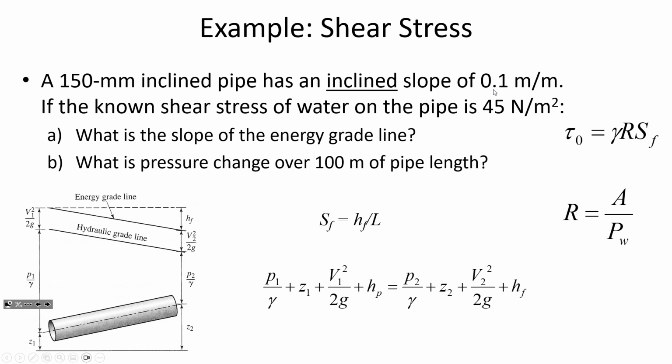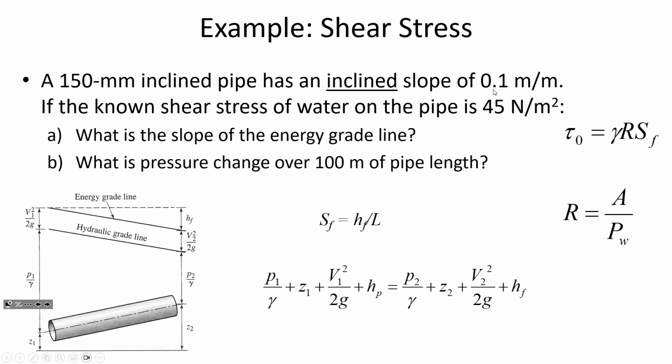Now, how much energy loss is there as the water's flowing through the pipe? Okay, we have this formula that says H sub F is S sub F times L. Rearranging this one, we know S sub F. We calculated that earlier. It was 0.12232 meters per meter. And then the length of the pipe is 100 meters.